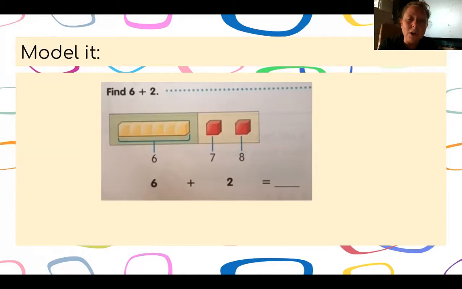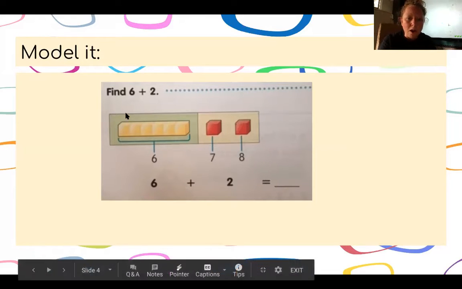When you use the count on strategy, you're going to start with the biggest number and you're going to count on. So our equation reads 6 plus 2. What is the biggest number in that equation? That's right. 6 is bigger than 2. So I'm going to put 6 in my head. I know that looks silly, doesn't it? So watch me use the count on strategy. 6, 7, 8. So 6 plus 2 equals 8.